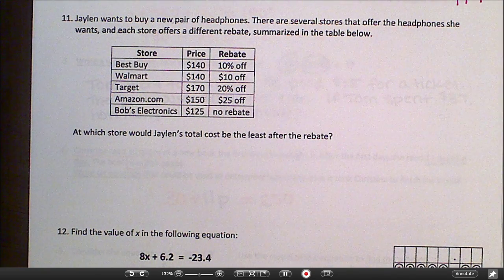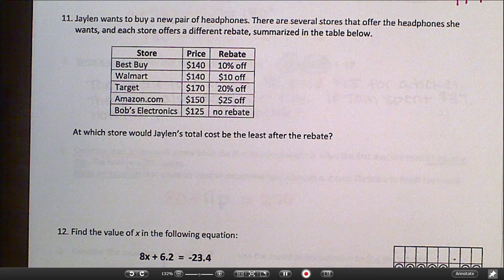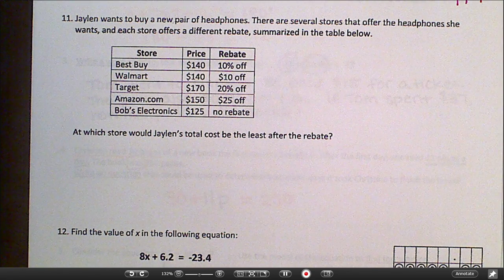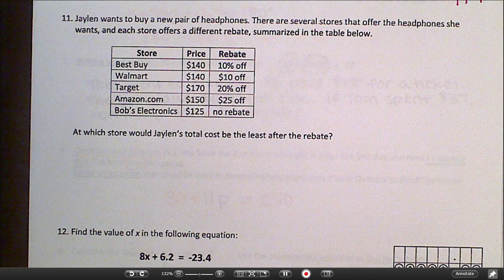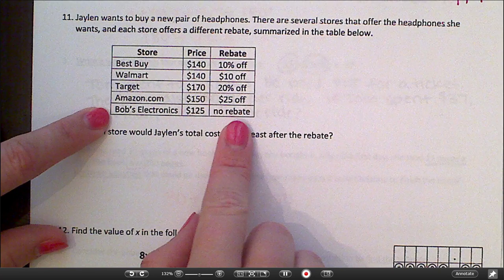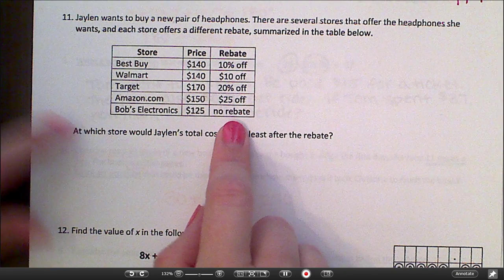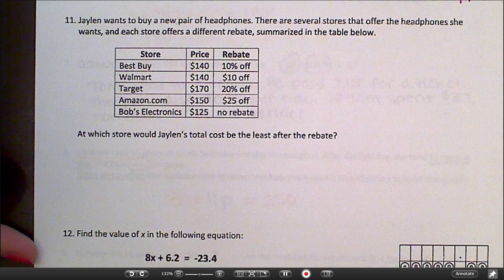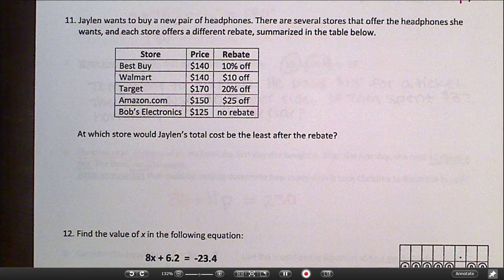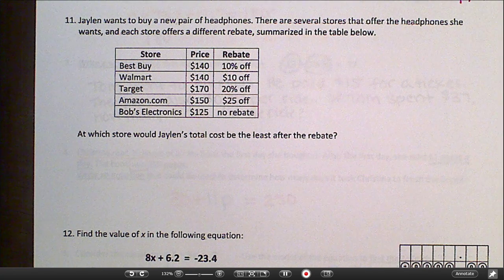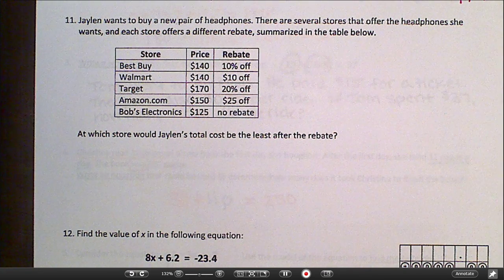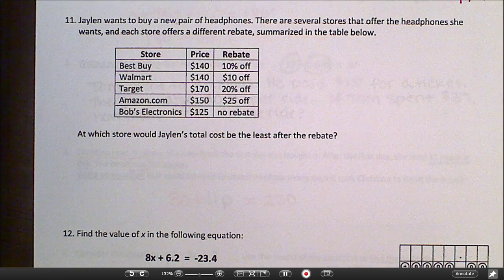Number 11. Jalen wants to buy a new pair of headphones. There are several stores that offer the headphones she wants, and each store offers a different rebate, summarized in the table below. So we have 5 different stores. They have different prices and different sales going on. So we want to know at which store would Jalen's total cost be the least after the rebate? Or in other words, which store is going to give Jalen the best deal? Her cost is the least. Which means that we need to actually go ahead and solve each one of these.